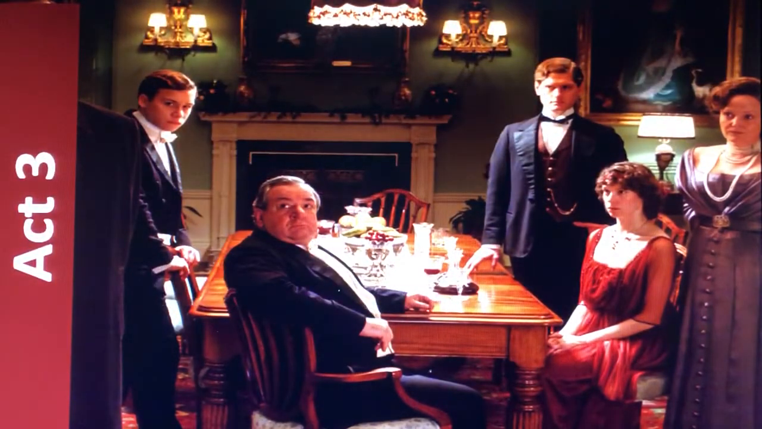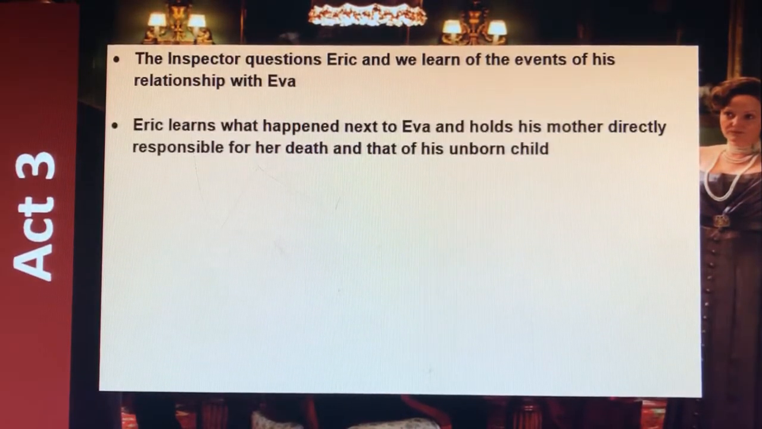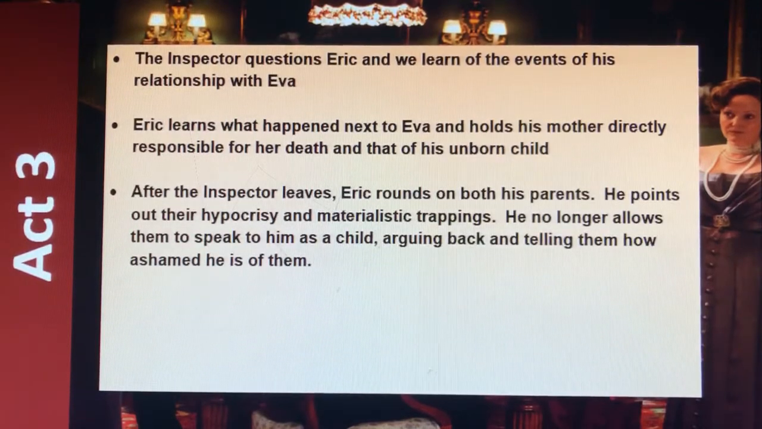A summary then of Act 3. The inspector questions Eric and we learn of the events of his relationship with Eva. Eric learns what happened to Eva and holds his mother directly responsible for her death and that of his unborn child. After the inspector leaves, Eric rounds on both his parents. He points out their hypocrisy and materialistic trappings.